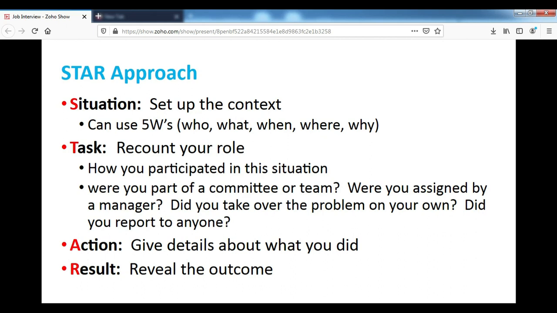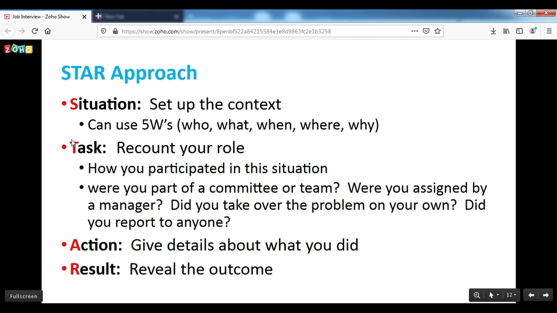So first you have to explain the situation, that when I was working in this company 3 years ago, at that time this situation arose, what the exact problem was, and who was involved in it. Fine. So you can say, for example, when I joined the company, the product sales were not good. Fine. I was part of this company.